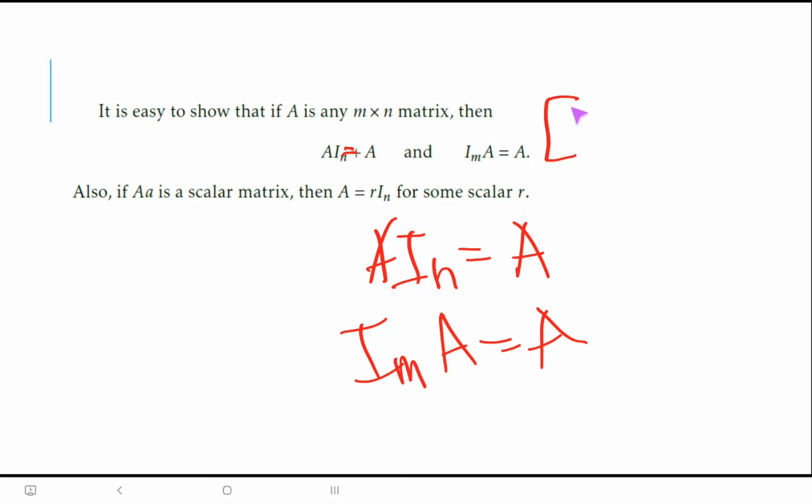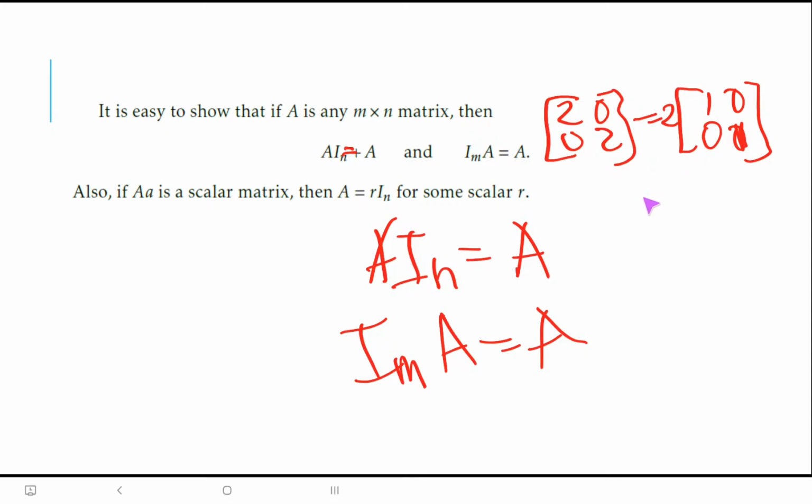For example, we have here a 2 by 2 scalar matrix, so our only entries are on the diagonal. This is just equal to 2 times [1, 0; 0, 1]. Okay? And this is just equal to 2 times I_2, or 2 times the 2 by 2 identity matrix.